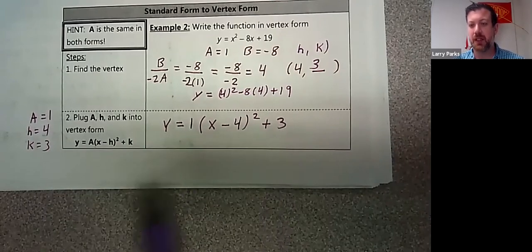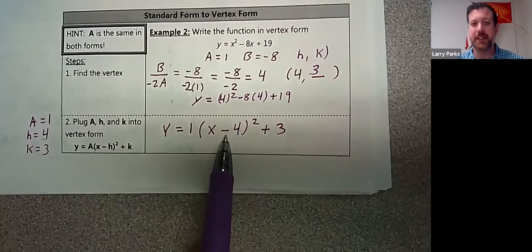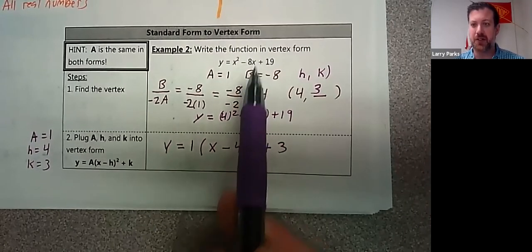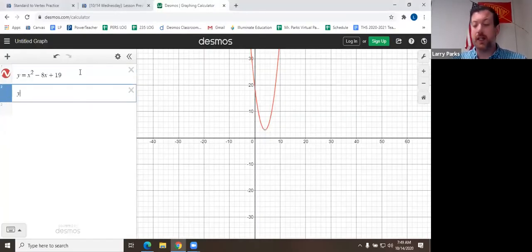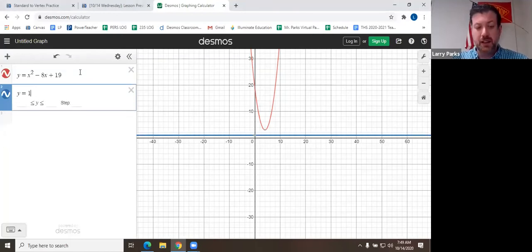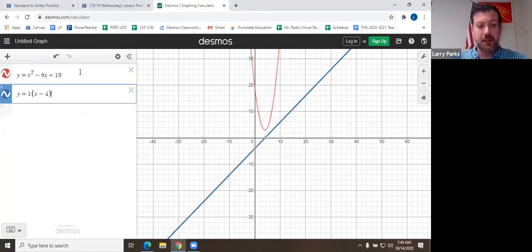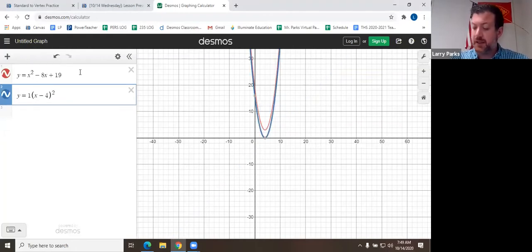So let me just go double check that this is the same thing as this. So when I graph them, they should be on top of each other. Let's go double check this. I'm going to type in Y is 1, X minus 4 squared plus 3. Notice they are the same thing. It's one way to check your work.